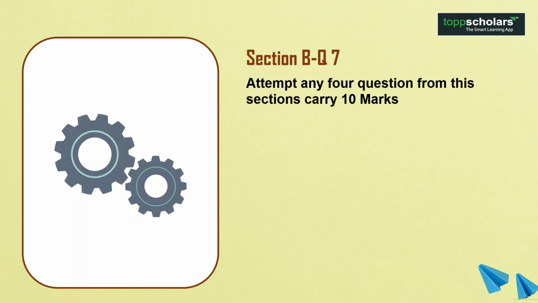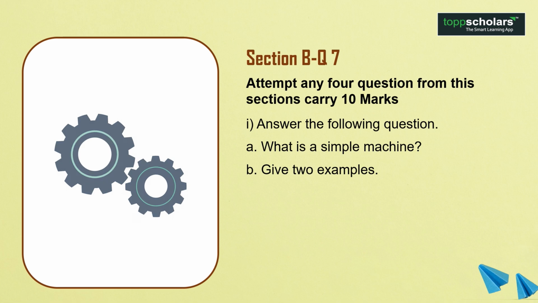Let's move on to the next question, that is your section B, question number 7, and the first question of that. Answer the following question. What is a simple machine? And give 2 examples of simple machine. This question is asked for 3 marks.